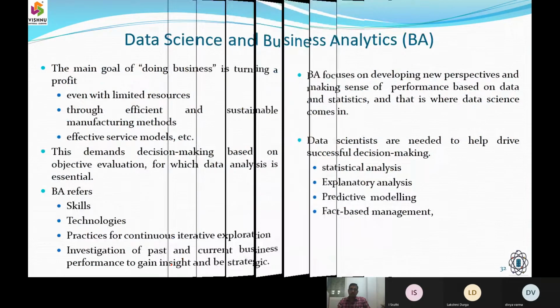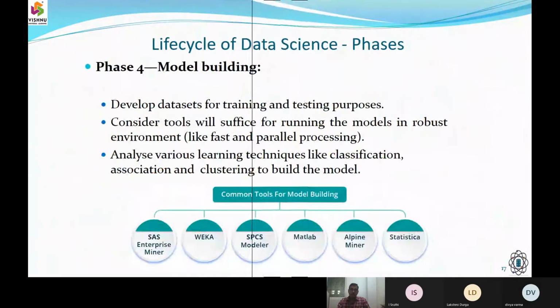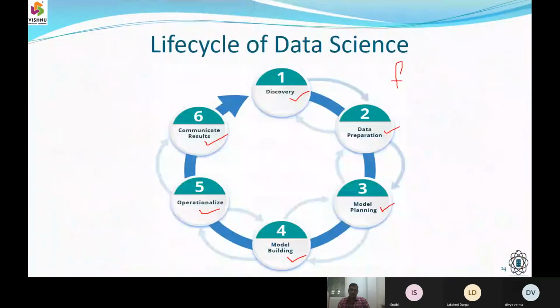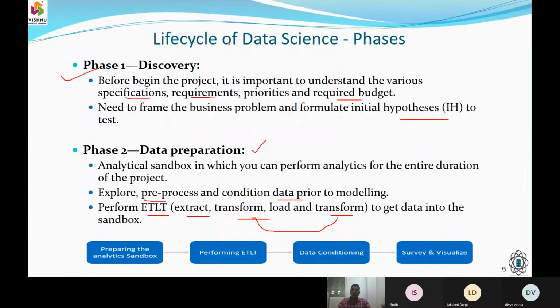So a quick recap of what we have discussed for today. We talked about the life cycle of data science. In this life cycle, we mentioned it is mostly a feedback mechanism, where it has discovery, data preparation, third, model planning, followed by model building and operationalizing, and finally it communicates the results. So at every phase we have one task.